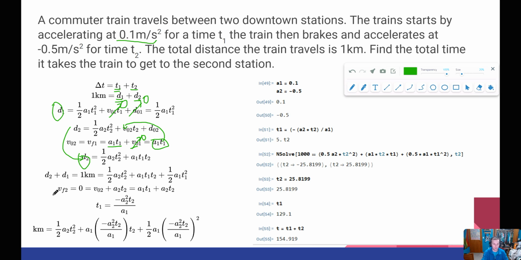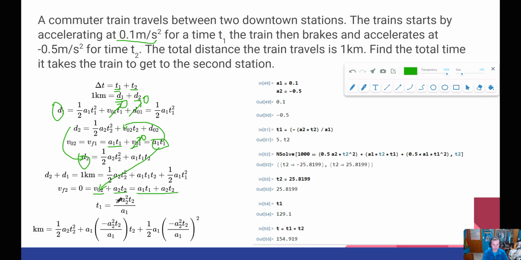And then we know the final velocity of the entire interval. So the final velocity at the end of our second time is 0. Okay, and so we have our generic velocity from acceleration expression. So we know what v naught 2 is. We had that back up there. So we end up getting this right here.